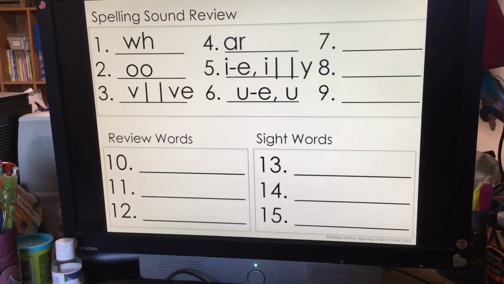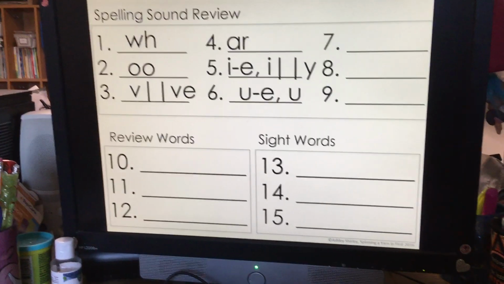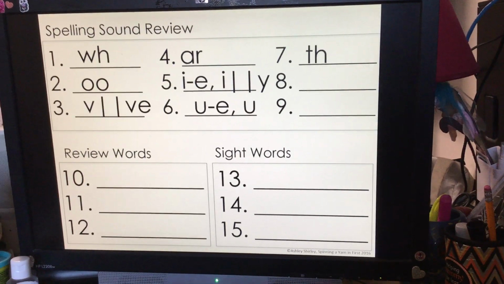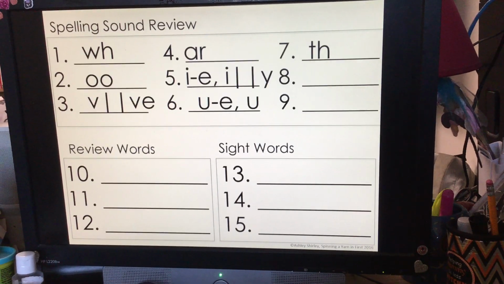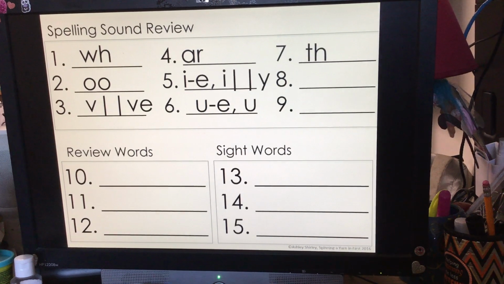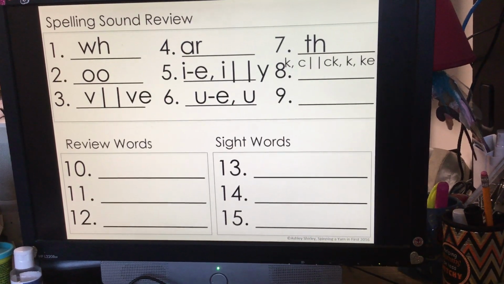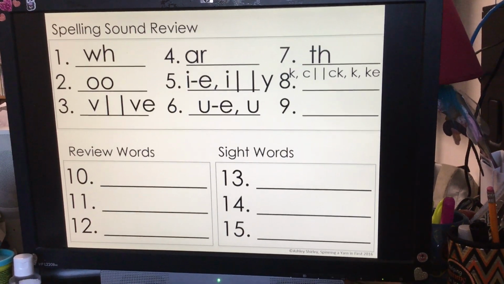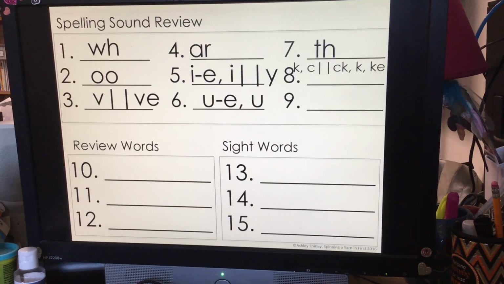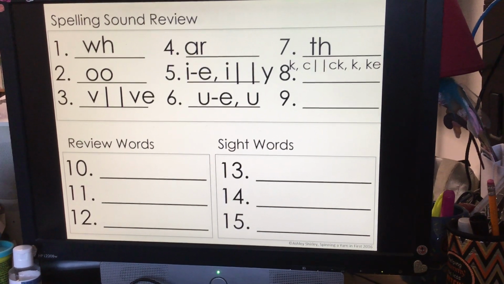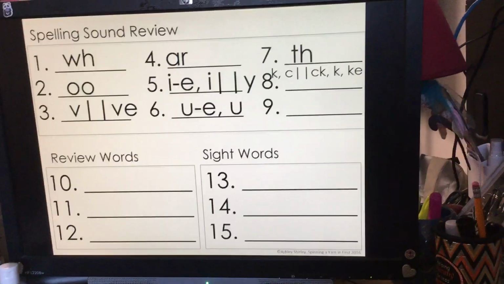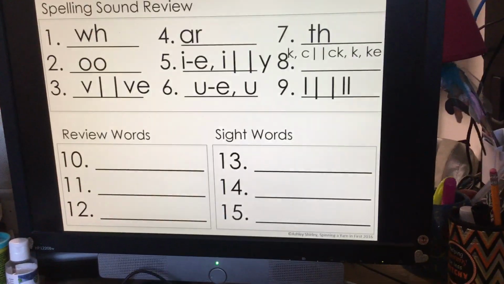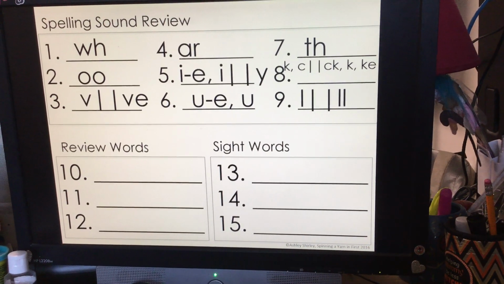Long U, silent E, U. And we also can use U by itself. Digraph TH. It can be voiced or unvoiced. K. Many letters and combinations can make the K sound. We have K, C, digraph CK, K, or K silent E. And O. We can use L or the floss rule, LL.